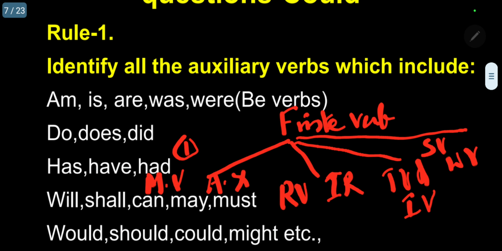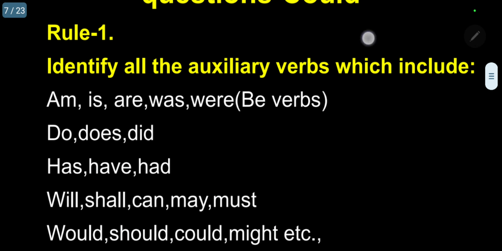Kindly verify. Now I am concentrating only on auxiliary verbs, because only with auxiliary verbs can I raise yes or no questions. That is the most important point. Unless you know auxiliary verbs, you cannot raise yes or no questions. So what is the idea? Rule number 1, identify all the auxiliary verbs. In this, there are 5 types.